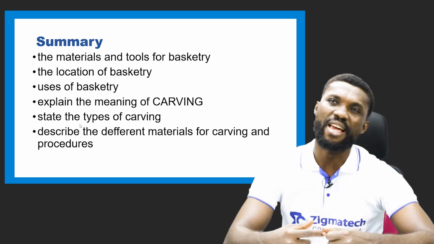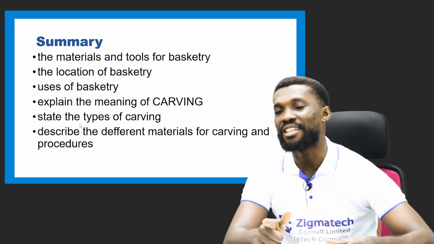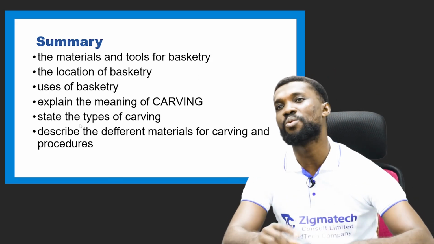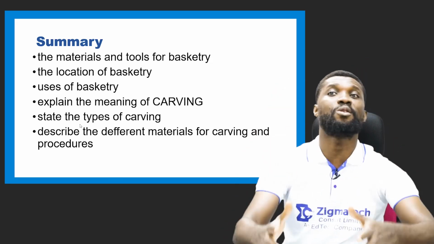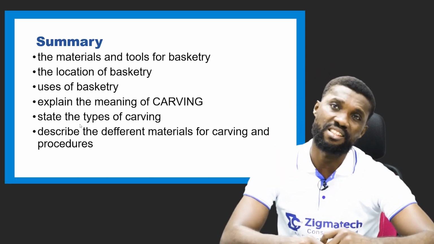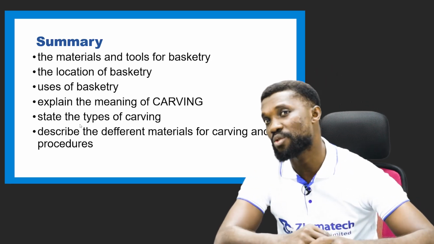Now, we also went further to explain the meaning of carving. I told you carving is what? Subtractive form of sculpture, which is the act of removing the unwanted part of a wood, it could be a stone or any object, in order to create a desired masterpiece or a work of art.